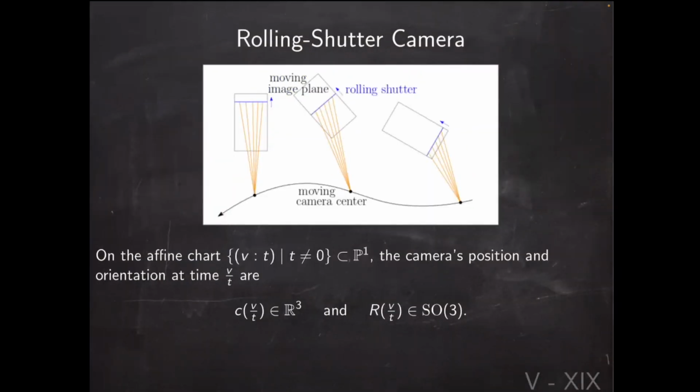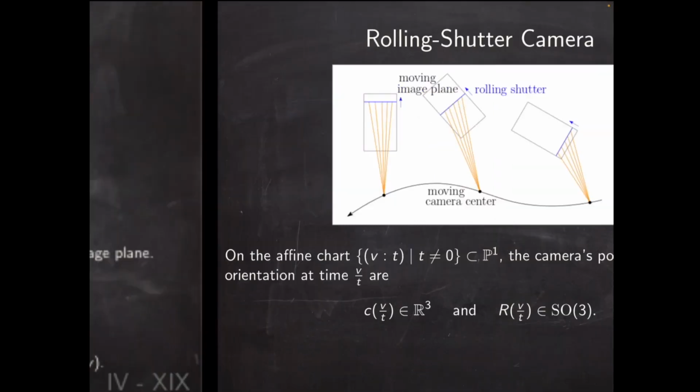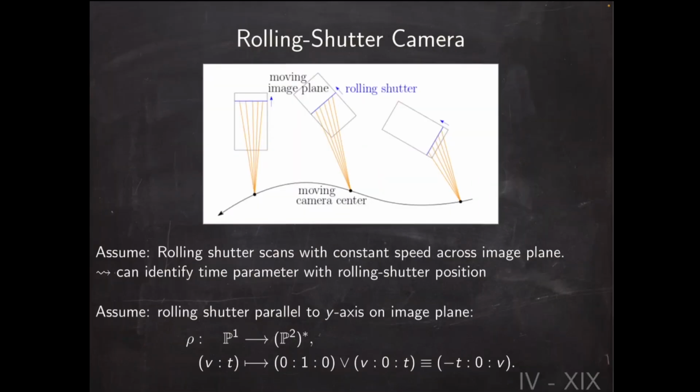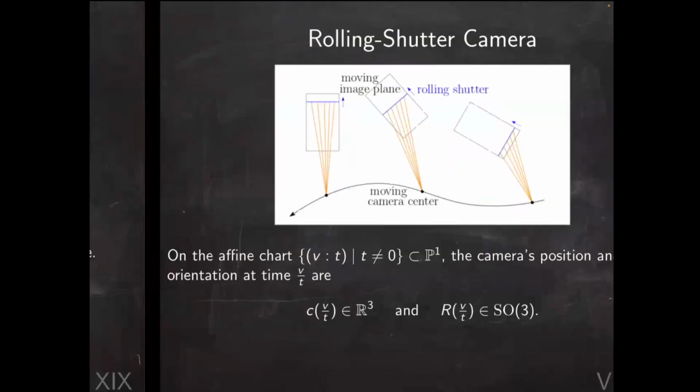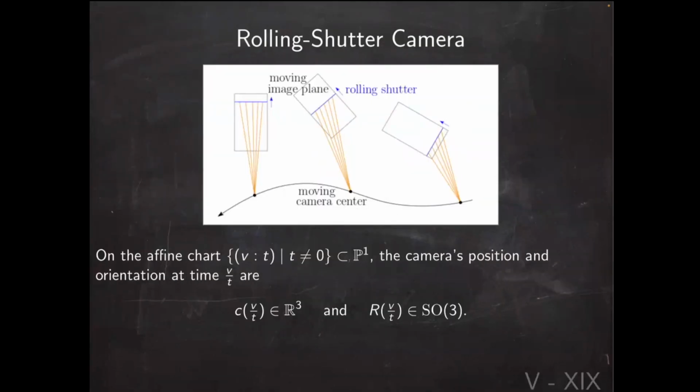Then what more ingredients do we need to model this camera in the picture? If I go back one slide, we have fixed how this blue line moves across the image plane. This is what this map rho is doing, rho for rolling shutter. But then we have to fix more stuff, right? We have to fix how the center moves and how the center rotates. And since we have to deal with rotation, it's a little bit tricky to do this projectively. So let me go to the obvious affine chart.